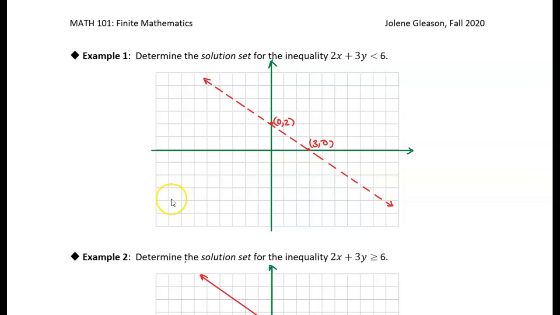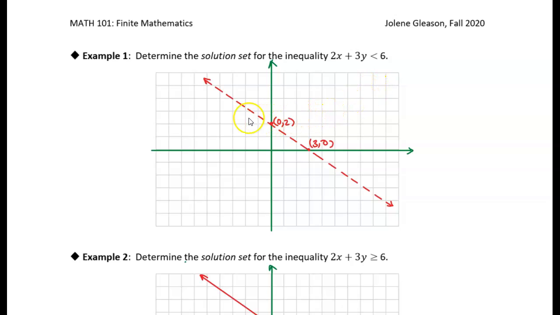In example 1, we're asked to determine the solution set for the inequality 2x plus 3y is less than 6. So essentially we're looking for all of the x and y points that when we plug those x and y values into our function 2x plus 3y, we get something less than 6.